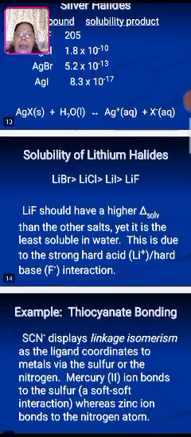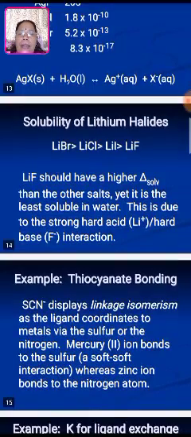Another example is the lithium halides: lithium bromide, lithium chloride, lithium iodide and lithium fluoride, which show the solubility differences between them. Lithium fluoride should have a higher solution energy than the other salts, yet it is the least soluble in water. This is due to the strong acid strength of lithium and the hard base of fluorine, and the interaction forming between them is very strong.